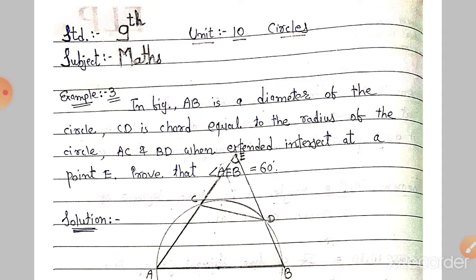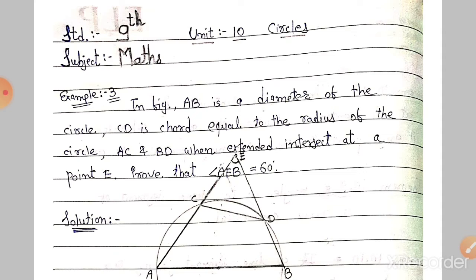In our last lecture, we discussed the theorems and the properties of a circle and parts of a circle. So today, students, we are going to start the sums based on that theory, and this type of question is asked in your exams. Correct, students? So let's start with example number 3.